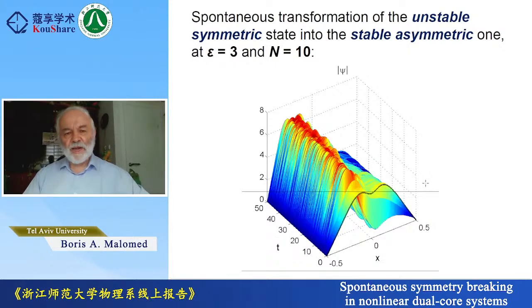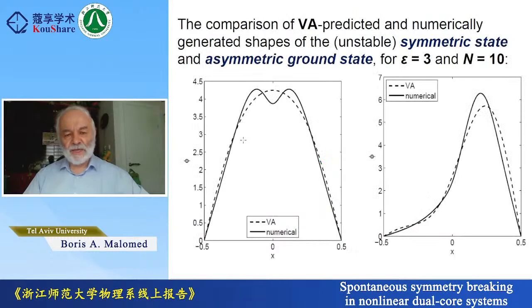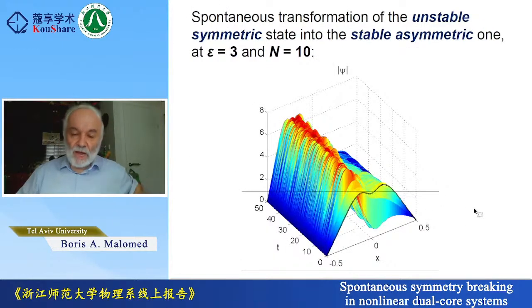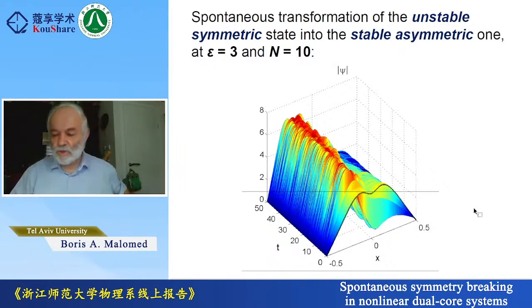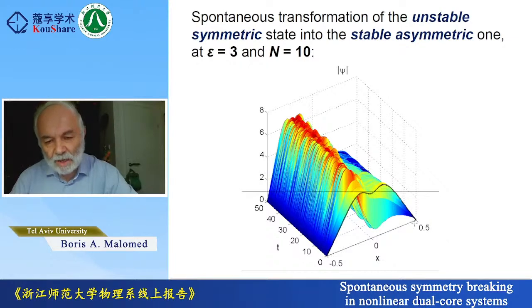Okay, now another illustration of what happens here, a dynamical illustration. So once again, if we have exactly the same case as shown here, we definitely expect that this numerical solution is unstable. And now this particular simulation illustrates how this instability develops. The input is shown by this bold black curve. It is exactly the numerically found unstable symmetric bound state.